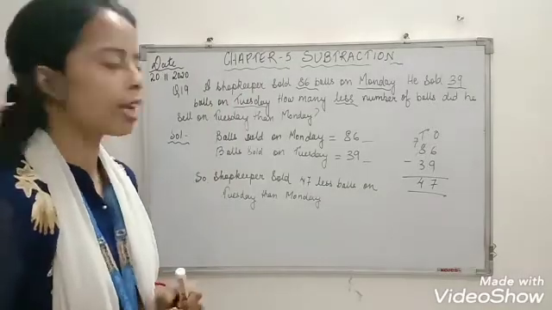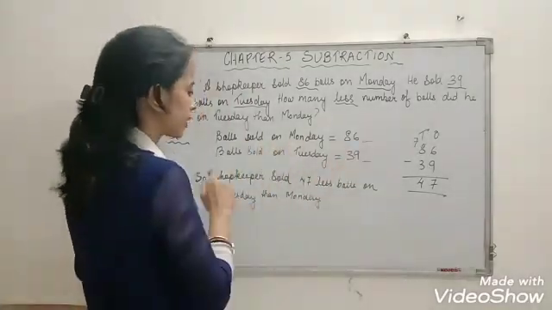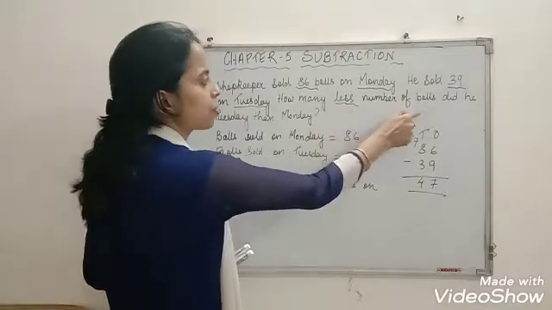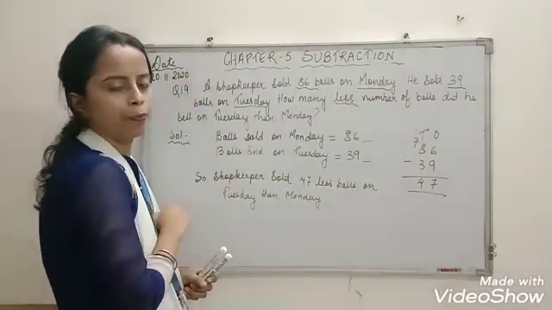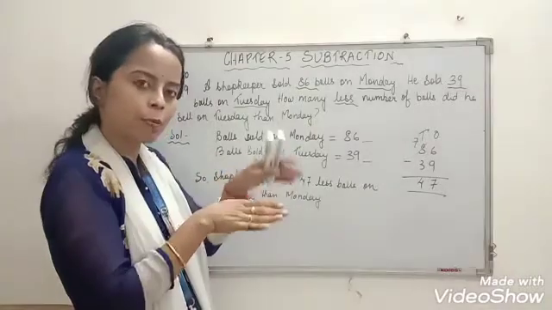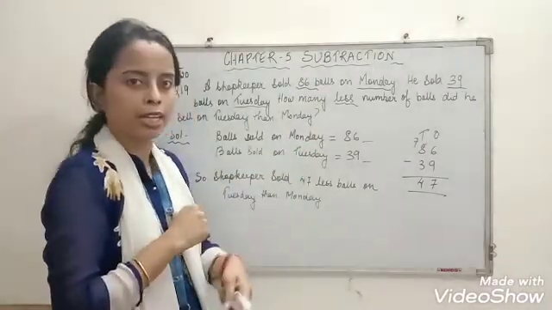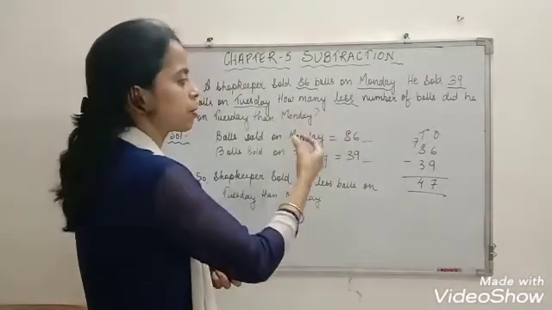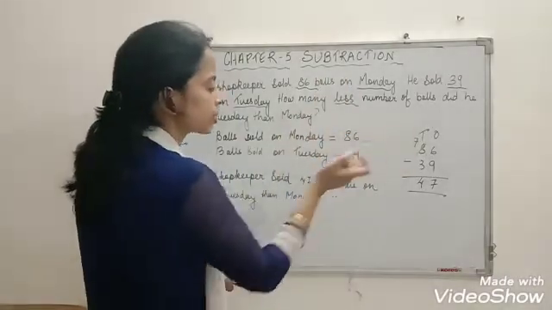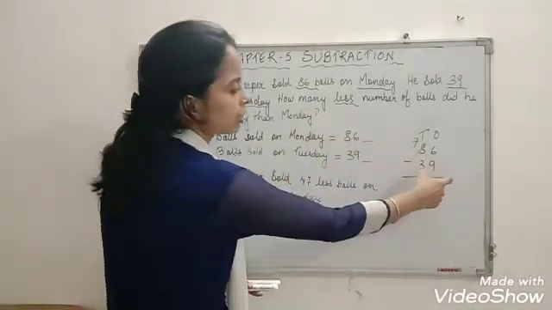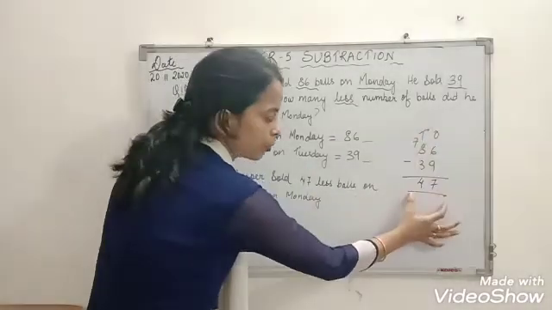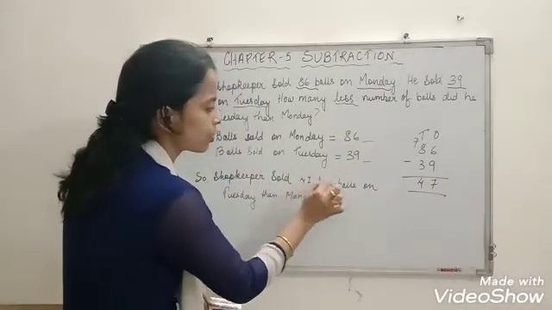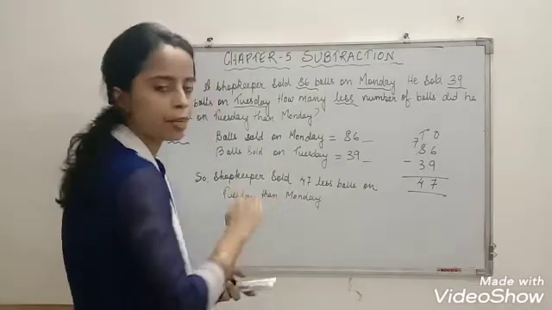Got it, children? Yes? Balls sold on Monday, 86. Balls sold on Tuesday, 39. The question asked, how many less number of balls did he sell on Tuesday than Monday? So how do we find out? By doing subtraction. Number of balls sold on Monday, 86, minus number of balls sold on Tuesday, that is 39. After doing subtraction, we got 47. So the shopkeeper sold 47 less balls on Tuesday than Monday.